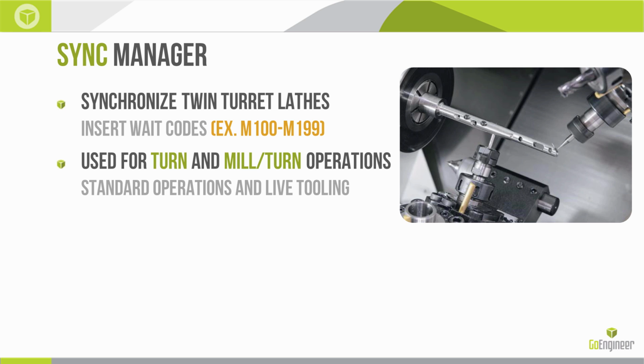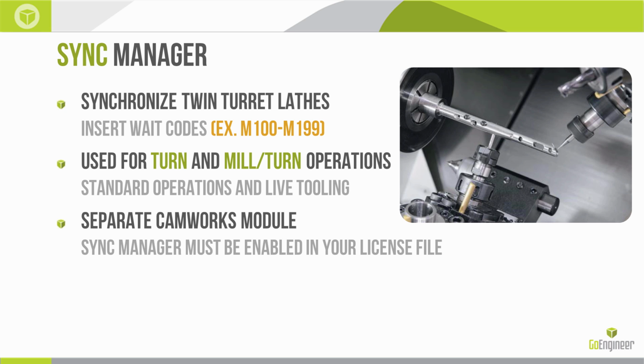The CAMWorks Sync Manager is used for both turn operations and mill turn operations. If you're an existing CAMWorks user, you know what those mean. If you're new to CAMWorks, a turn operation is just a regular lathe operation, and a mill turn operation would be a live tooling situation. Looking at that image, we are seeing two mill turn operations. They're both end mills, and the spindle, the C axis, is locked in position while we're doing some milling. CAMWorks Sync Manager can handle both.